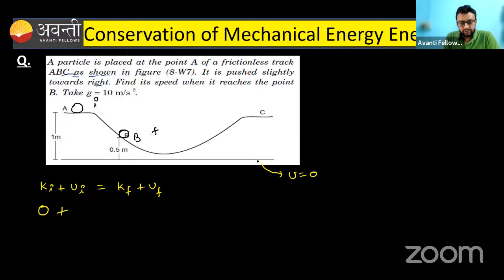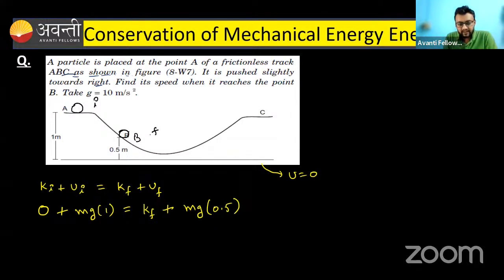Okay. So choosing this one as the reference level, kinetic energy at A is 0 plus potential energy initial is mgh, m, g, and height is 1 meter, is equal to energy final. We don't know kinetic energy final, plus potential energy final is again mg, and what is h? h is 0.5. Can we solve it?